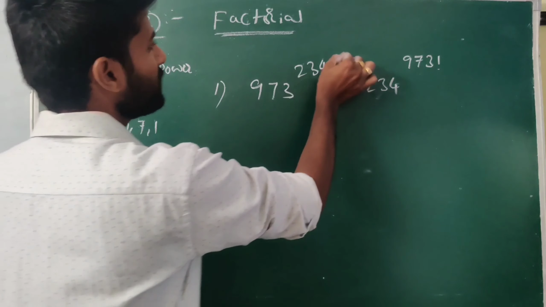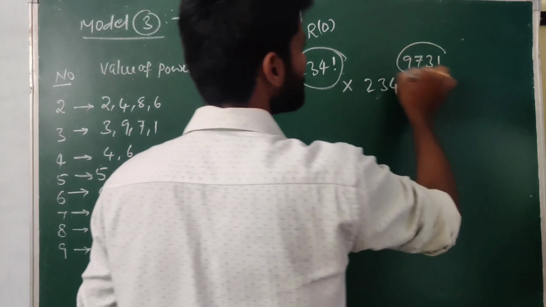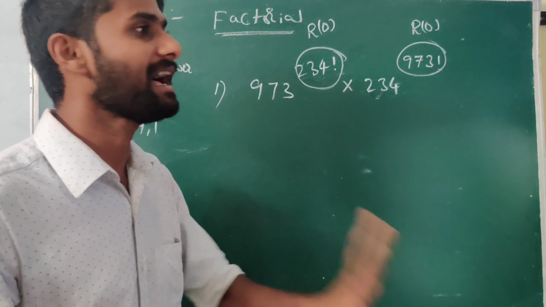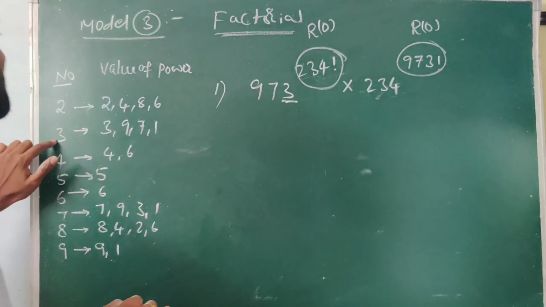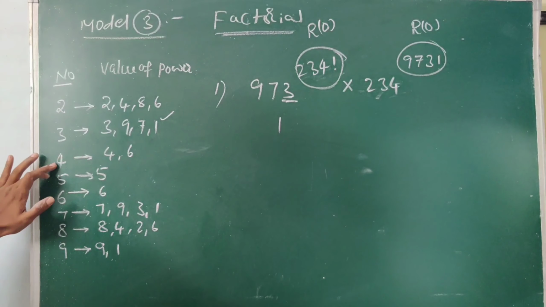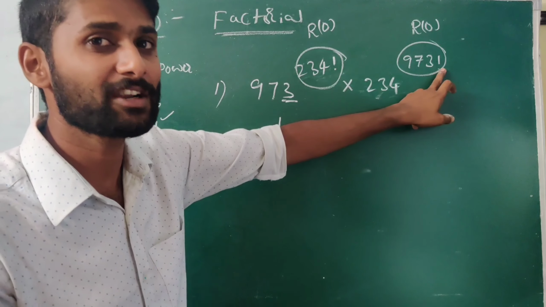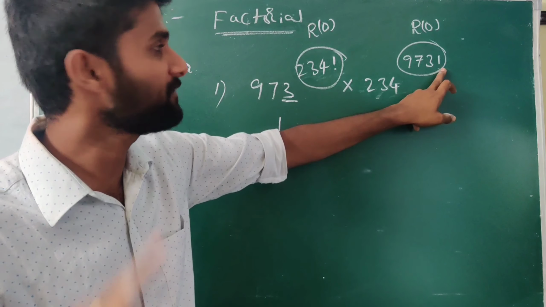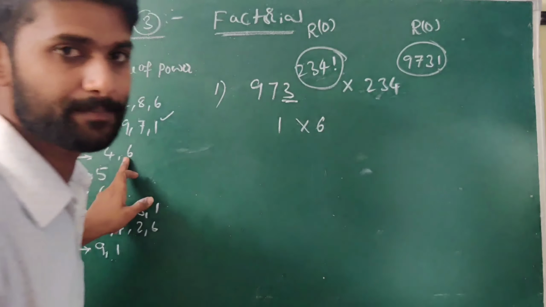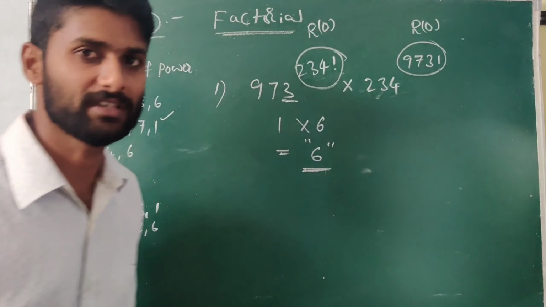Then we know this is remainder 0, and this is also remainder 0. Remainder 0 means the fourth value will be the answer. For the third power cyclic, the fourth value is equal to 1. And for the fourth cyclic, we have 4 and 6. I clearly mentioned that any factorial is always even. If it is an even number, the result is 6 only. Clear? So the answer is 1 into 6, and the units place is 6 only.